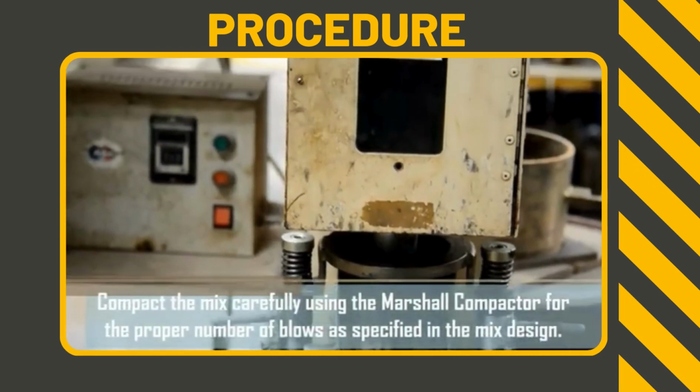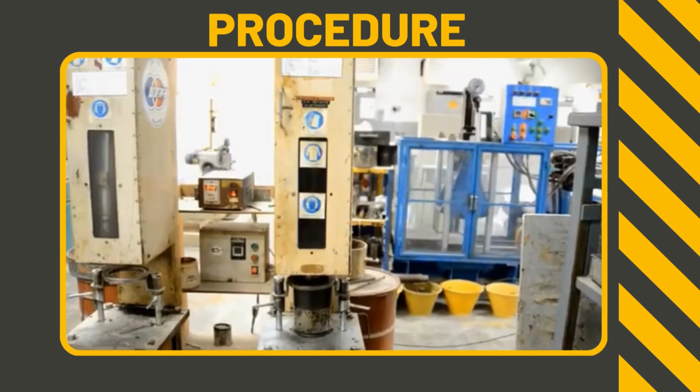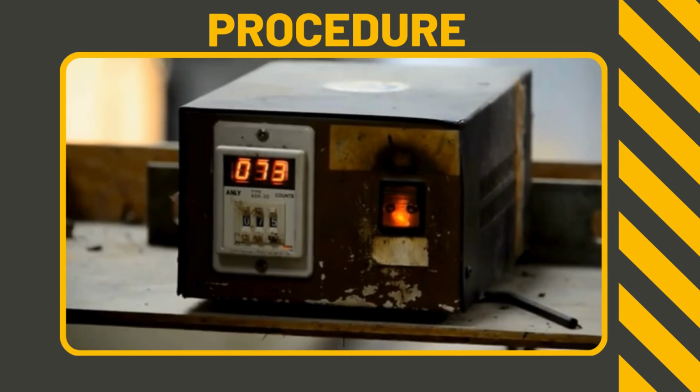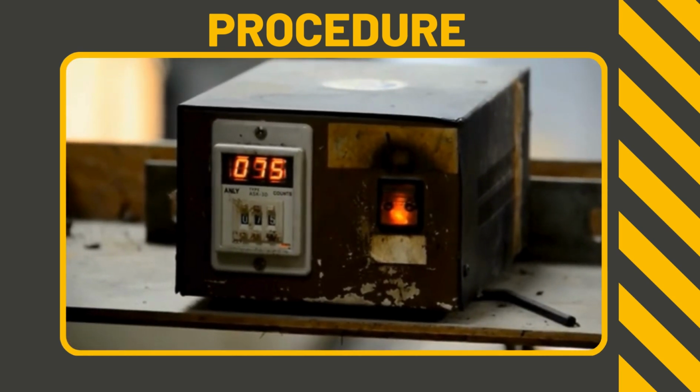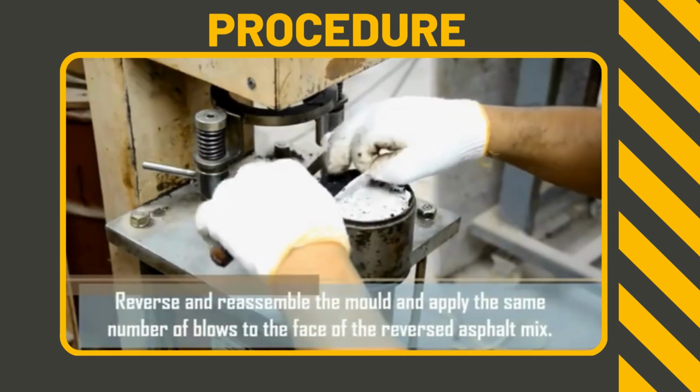Compact the mix carefully using the Marshall compactor, for the proper number of blows as specified in the mix design. Reverse and reassemble the mold, and apply the same number of blows to the face of the reversed asphalt mix.